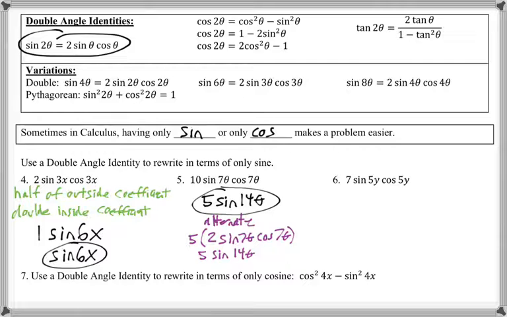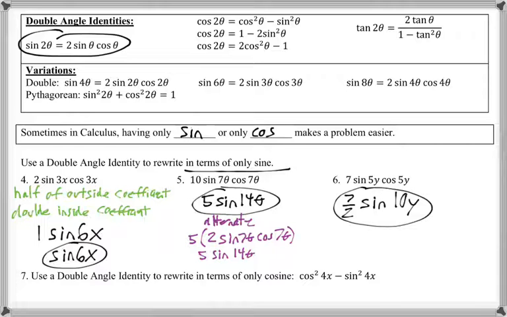So on number 6, half of the outside coefficient would be 7 over 2, and then that merges to be sine of double the inside coefficient, or 10y. So again, the purpose of these is we are trying to express it in terms of only sine. Okay, number 7 says use a double angle identity to rewrite in terms of only cosine.